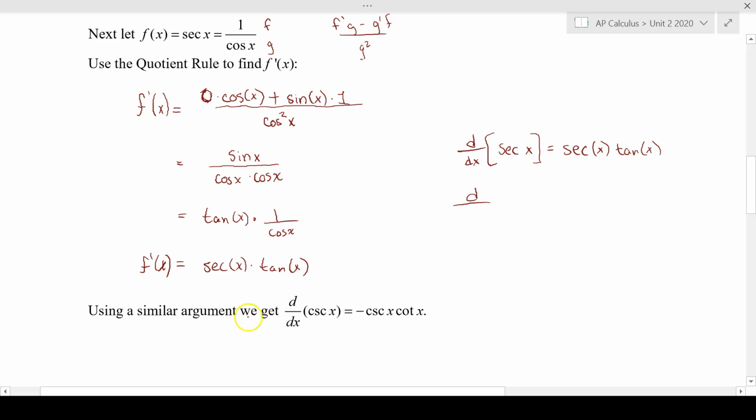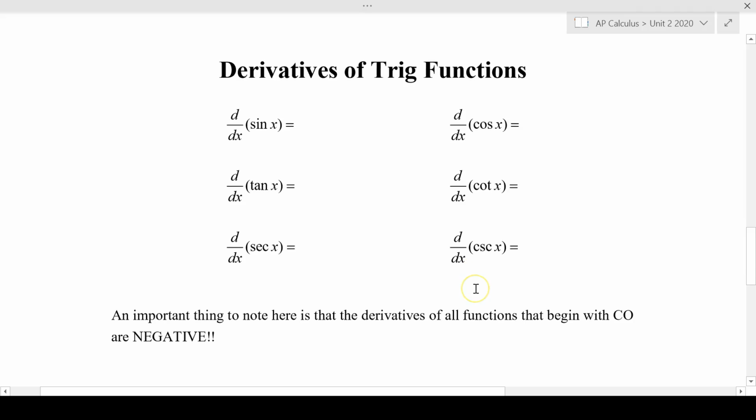So it says in a similar argument, we can do this on our own time if we feel so inspired, but we could say that the derivative of cosecant x is going to be negative cosecant x cotangent x. So there's a lot of similarities with these derivatives that if you get one in your head, then you can get the other one in your head pretty simply.